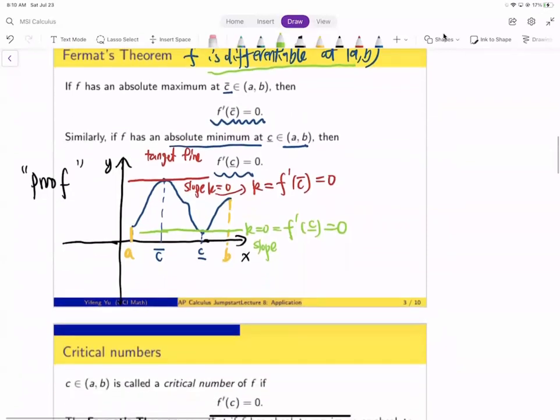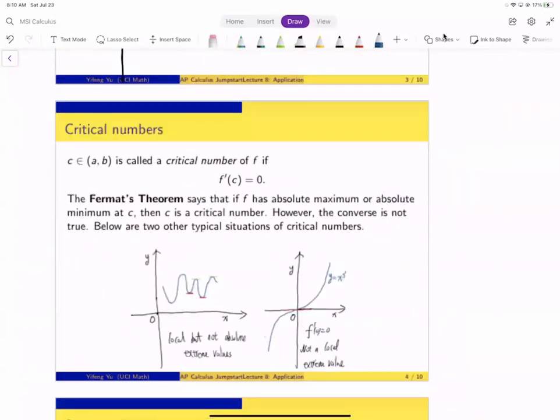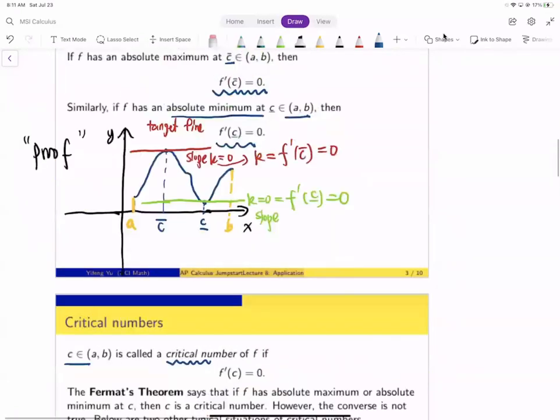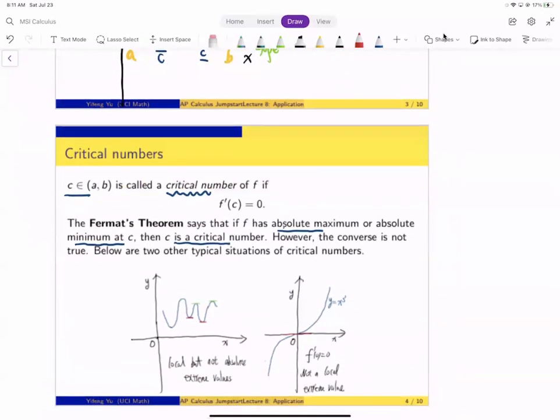Okay, for that, we introduce a definition. We say if you have a point C between A and B, this is called a critical point if the derivative at that point equals 0. Fermat's theorem tells us if f attains an absolute maximum or absolute minimum at the point C, then C is a critical number. Here we want to emphasize, this is important, keep this in mind.